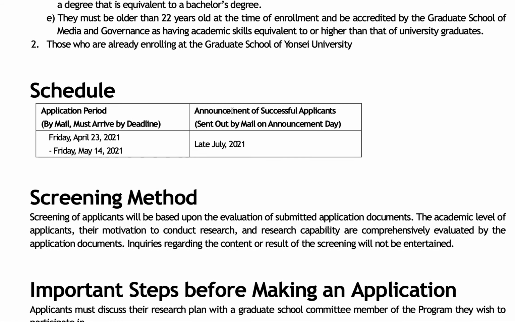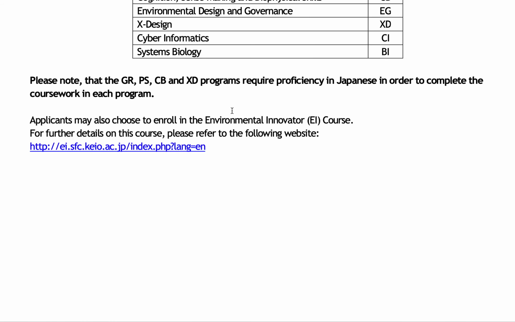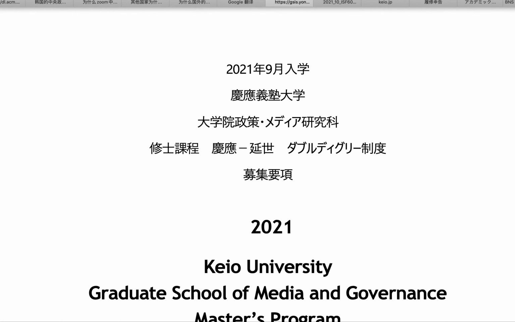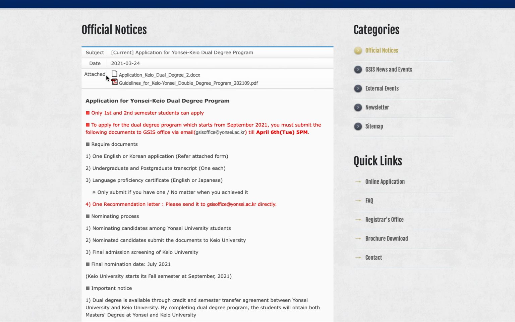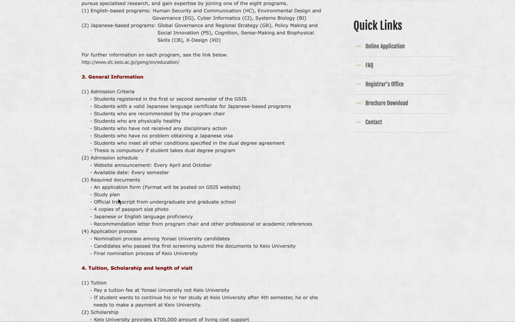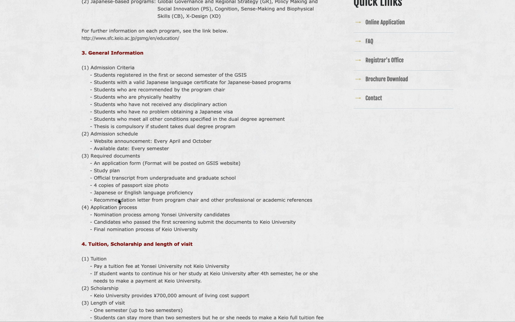So I suggest you read it by yourself. Yeah. So let's go back to the other guideline. The admission schedule is every April or October, and the available date is every semester, but you have to be a first or second semester student.